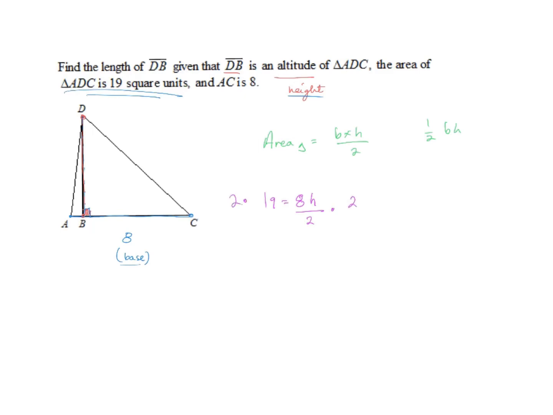First thing I could do is eliminate the 2 by multiplying both sides by 2. I get 38 is equal to 8h. Divide by 8. And our height is, you could say, 4 6/8, or 4 3/4. They may just divide by 2 and say it's 19/4. So your height here, either answer, you could say 4.75. Either of these answers would work on an SAT.